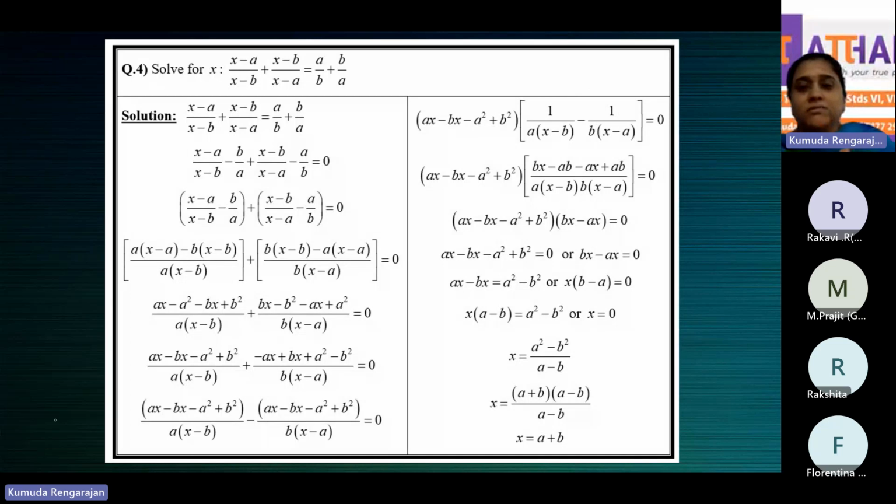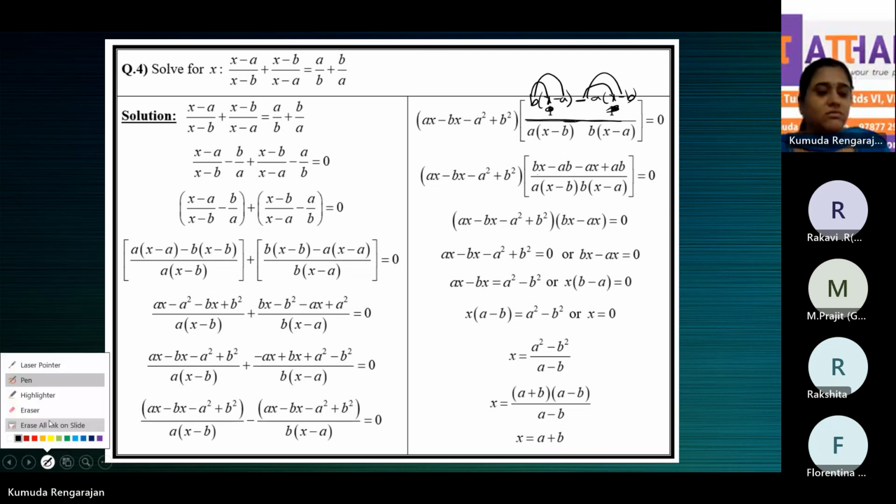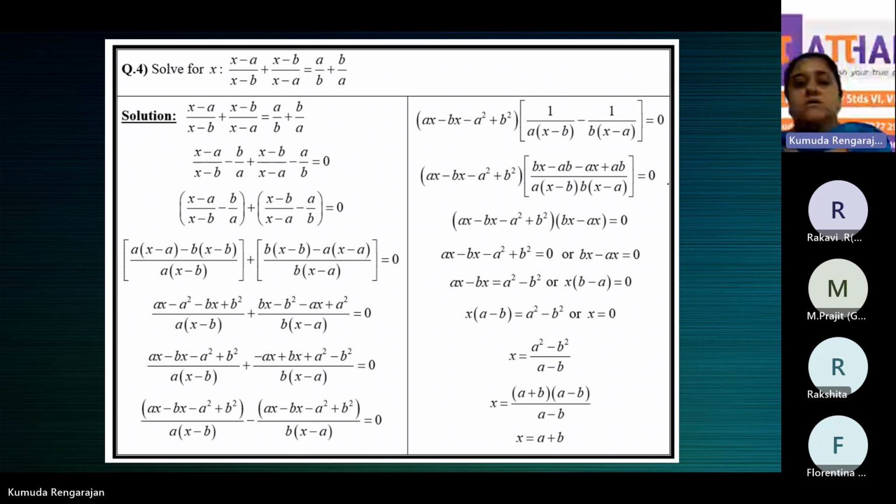I'll show it again. When you take the LCM, this will become the common denominator. So here you will get this b into x minus a, minus, here you will get a into x minus b. Correct? So then it will become bx minus ab minus ax plus ab, bx minus ab minus x. Is equal to 0.